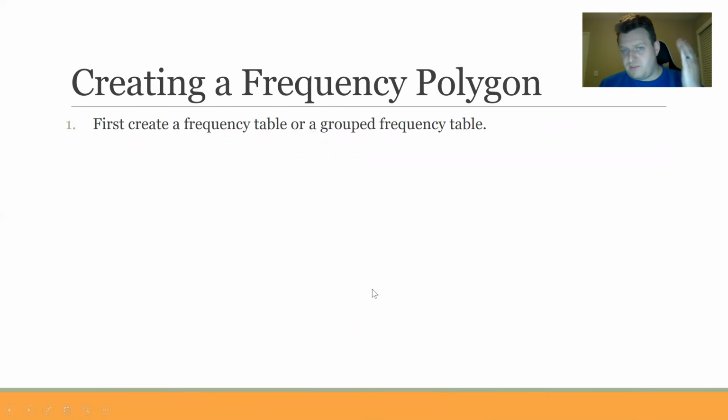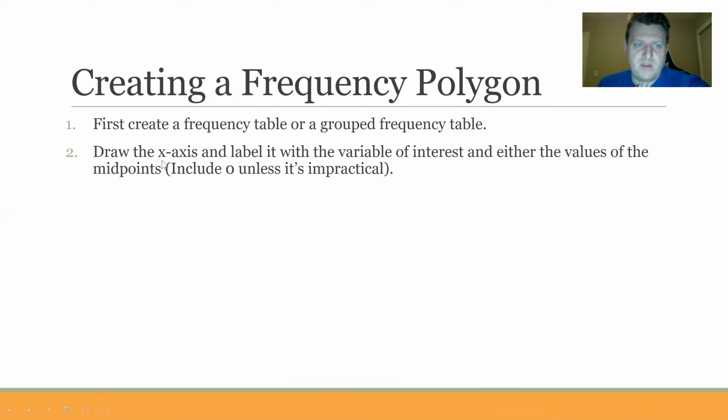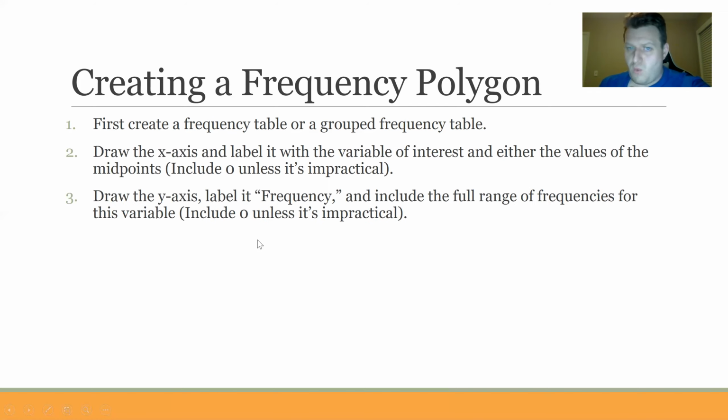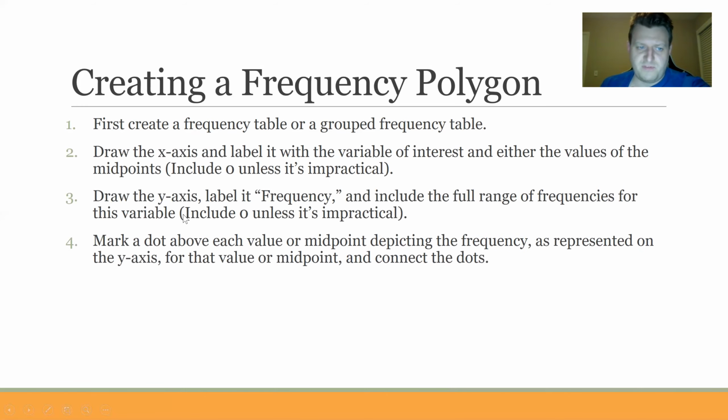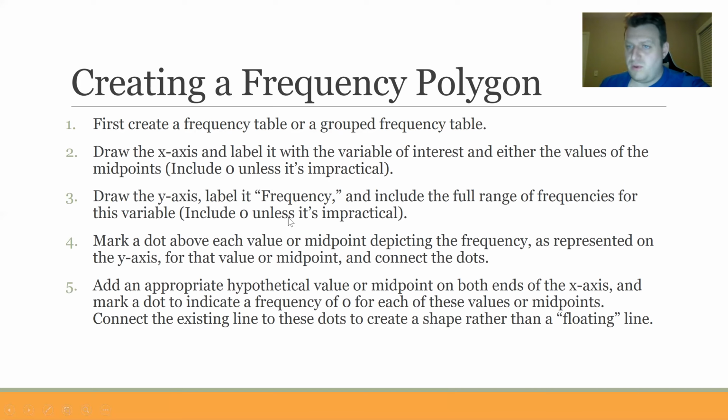How do we create a frequency polygon? The first thing we need to do is to grab a frequency table or a group frequency table. Then we're going to draw the x-axis and label the variable of interest and include all the values for the midpoints. Then we're going to draw our y-axis, label it frequency, and include a full range of those frequencies. We're going to put a dot above the frequency for each of our intervals. And then we're going to connect the dots so that we can see the shape of that distribution.